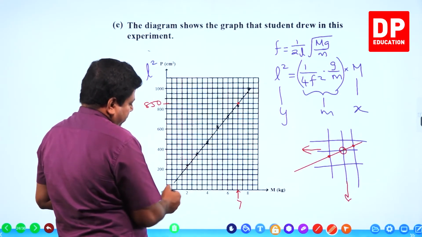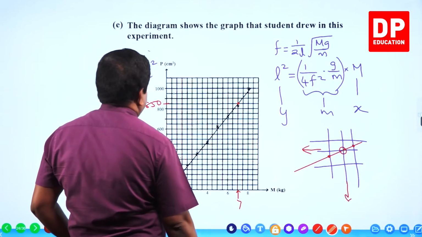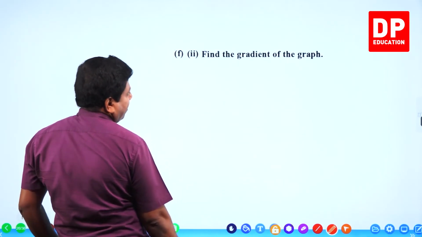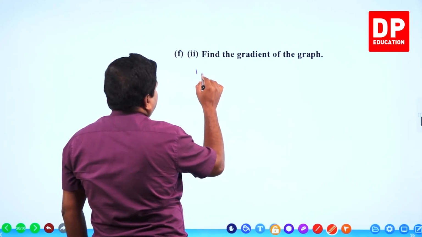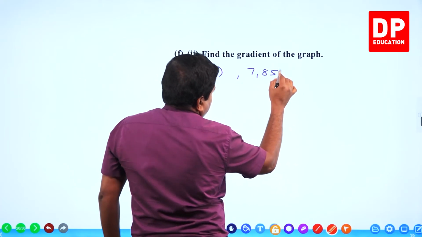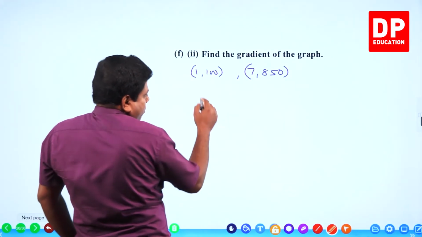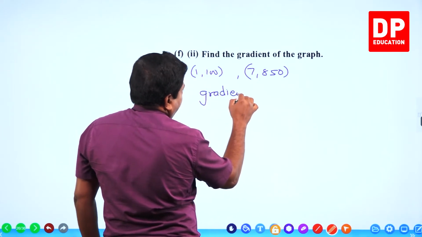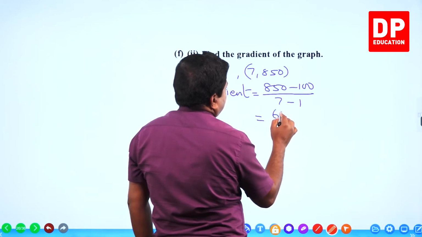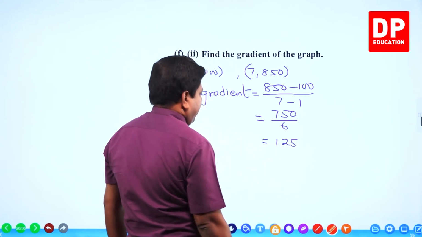Let's take another point somewhere down here. Maybe this point is good, 1 and 100. They simply ask you to mark 2 points, and then they will ask you to find the gradient. So the points we have are 1 and 100, and 7 and 850. The gradient is going to be 850 minus 100 over 7 minus 1, which is 750 over 6, which is 125.